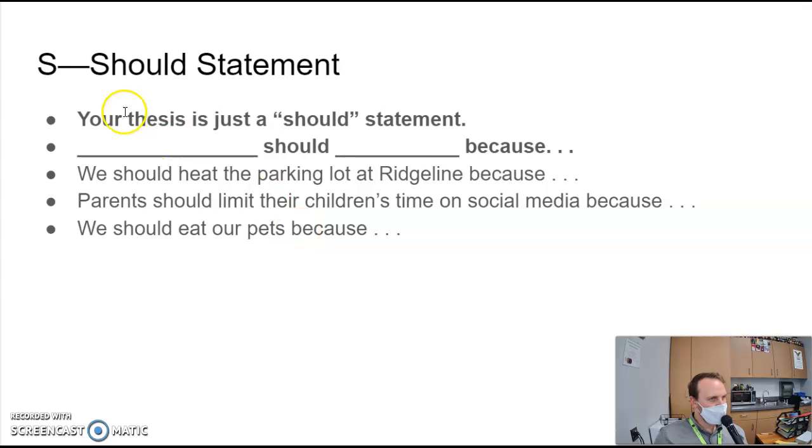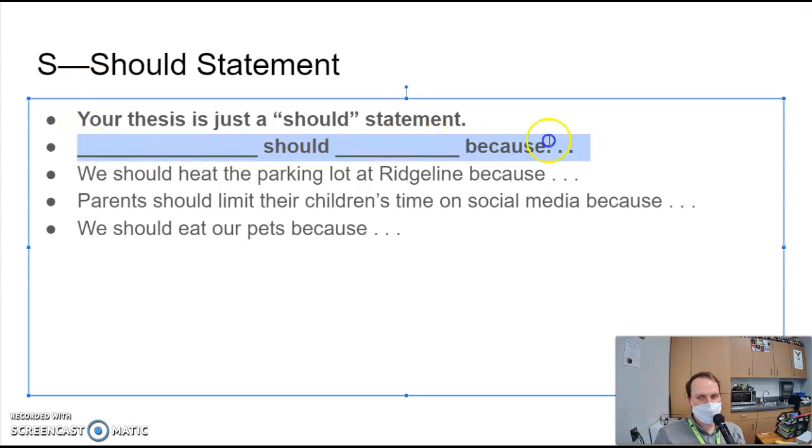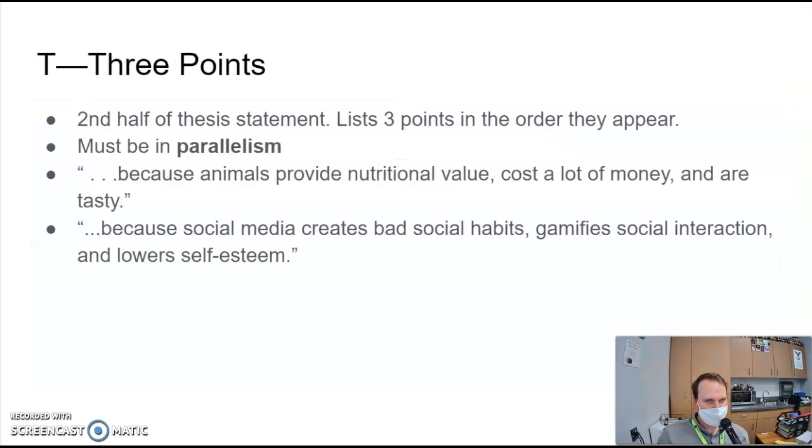Notice, from our time when we talked about sentences, sentences must have, one, a subject, two, that subject has to be doing something, and three, it has to be a complete thought. Blank should blank because, does that meet the requirements of a complete sentence? Does it? No, it's not a complete thought. We're left wondering because why? Because why? Okay, so your should statement is half the sentence. The other half is a T. Okay, the other half is the T, your 3 points.